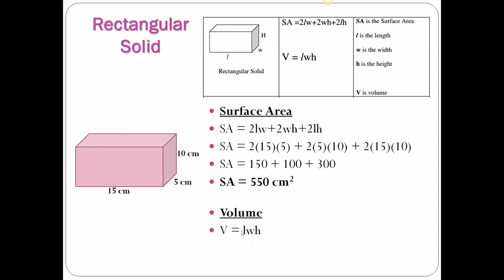So here we go. What was the length? 15. What's the width? 5. What's the height? 10. And what does it mean when you have letters next to letters? Multiply. So here we go, and I know you memorized 15 times 5. 15 times 5 is 75 times 10, 750 centimeters.